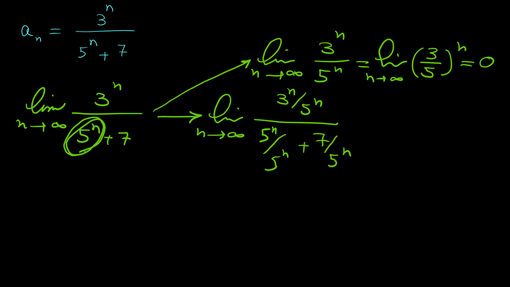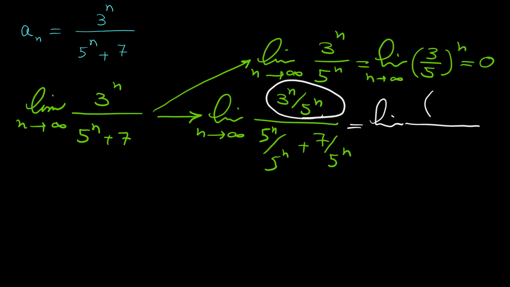So basically we have this. We divide every single term in the numerator and the denominator by 5 to the n, and we have this. Now look at these things that we have here. The numerator is 3 to the n and the denominator is 5 to the n, so we can write this as 3 over 5 to the n. In the denominator, 5 to the n over 5 to the n is 1, plus 7 over 5 to the n.